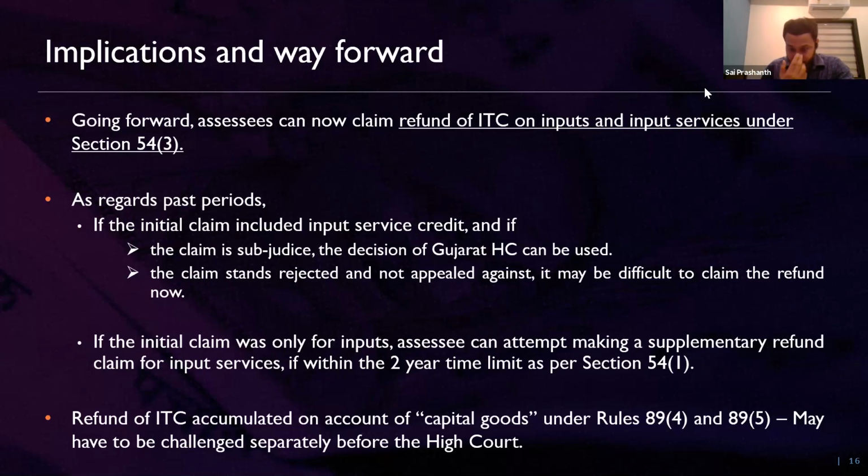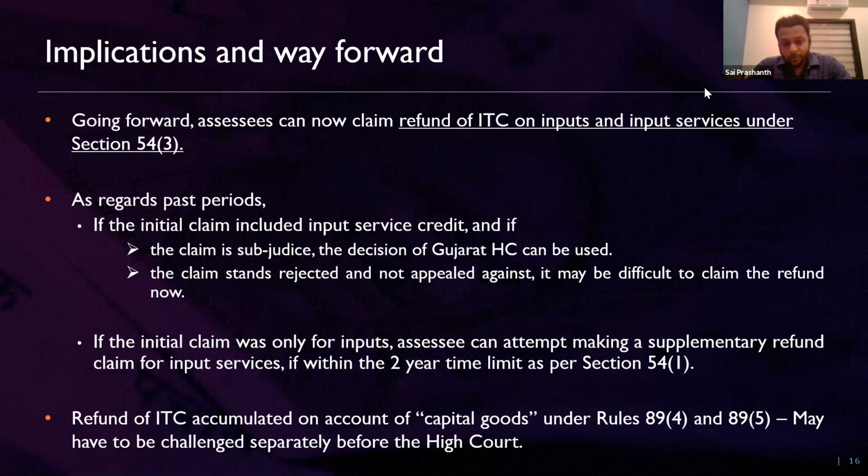Now coming to what happens if the initial claim was only for inputs and did not include input services at all. Can the assessee now take benefit of input services? The answer is neutral, to the extent that the provisions do not specifically enable or restrict the assessee from making a supplementary refund. So the assessees can definitely attempt making a supplementary claim for the input services. This is subject to the caveat that it should be within the 2-year time limit as per section 54(1).